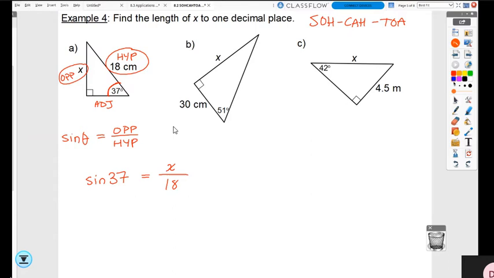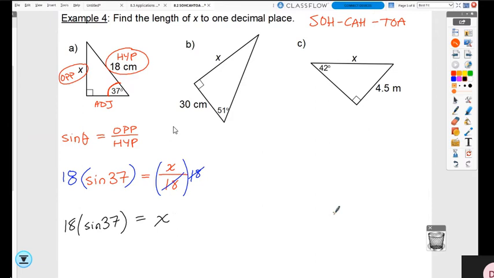Think about similar triangles. Think about it just for a moment. How did we solve for x in similar triangles when it was like this? Do you remember? We multiply each side by the denominator. So it's exactly what we do here. We're going to multiply this side by 18. And whatever we do to one side of the equation, we must do the same thing to the other. Divide by 18 cancels with times by 18. So what we have is 18 times sine 37 is equal to x.